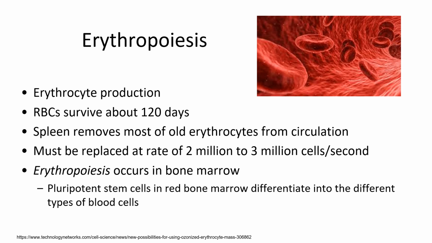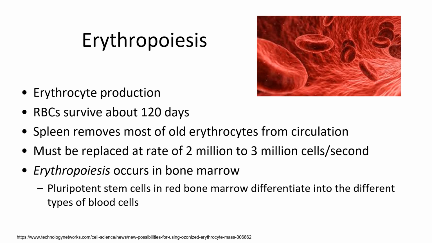So now focusing on this erythrocyte production that happens in the red bone marrow. Erythrocyte production, erythropoiesis. The red blood cells can survive about 120 days, and then the spleen will remove most of the old erythrocytes from circulation. However, these erythrocytes that we lose by the spleen taking up the old ones must be replaced at a rate of 2 to 3 million cells per second.